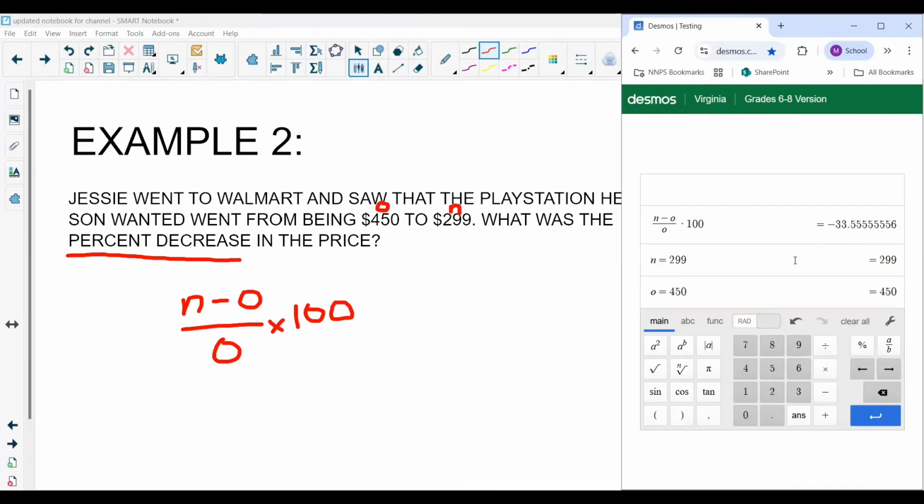Okay, 33.6% decrease would be my answer. And once again, I say the word decrease because it's a negative answer.